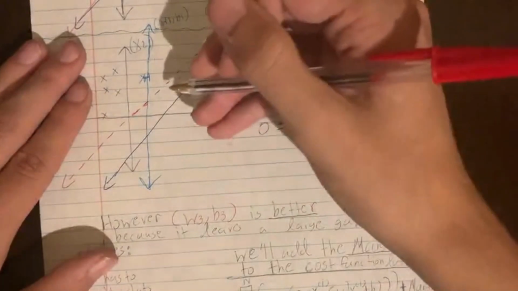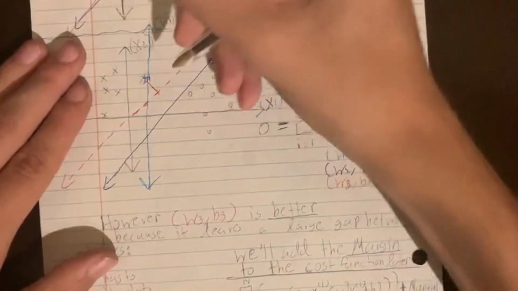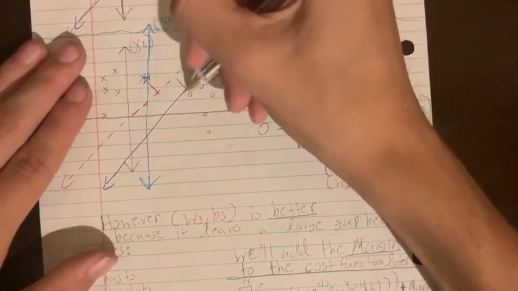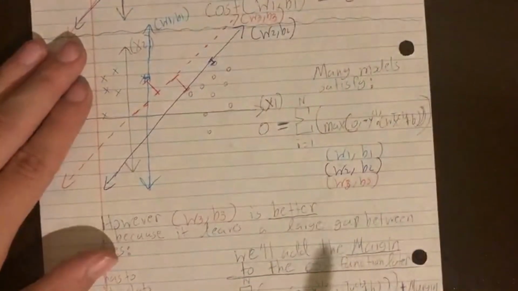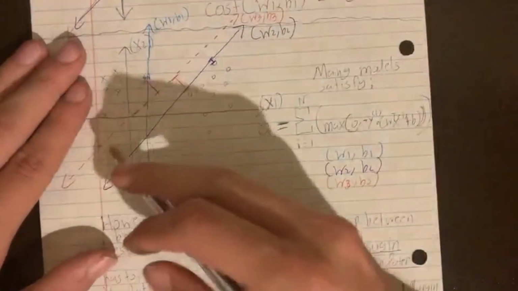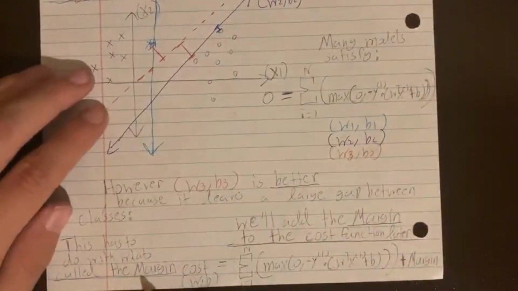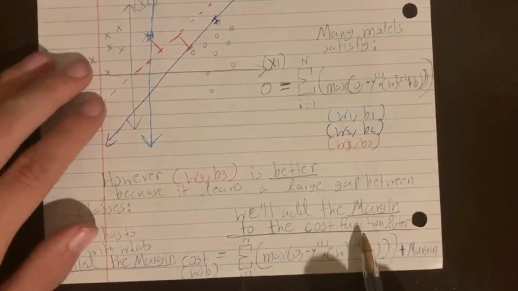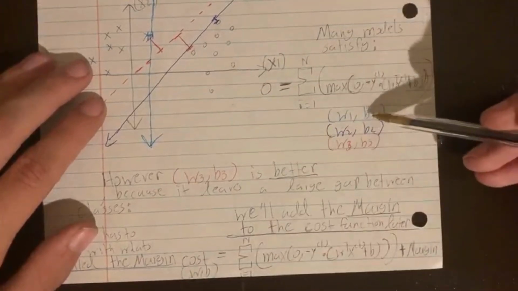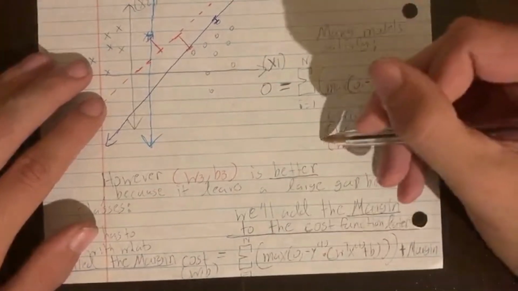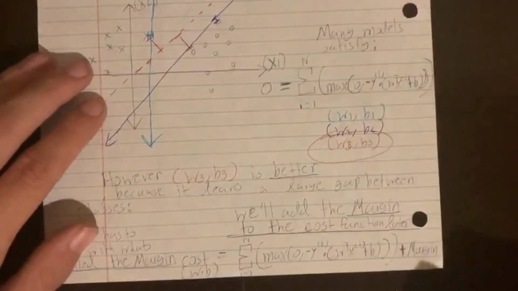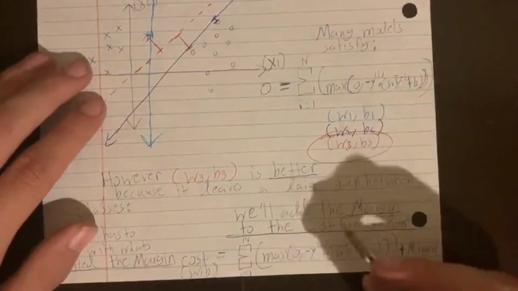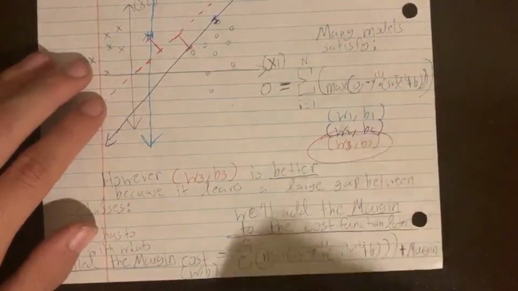But for the red line, the X would have to shift quite a bit, and the circle would have to shift quite a bit to make a misclassification. So this red line is better. And this is related to what's called the margin. Later we're going to add what's called the margin to the cost function so that we can actually choose which one of these is the best model. In this case, it would be W3, B3. But I will describe what the margin is in more detail in a later video.